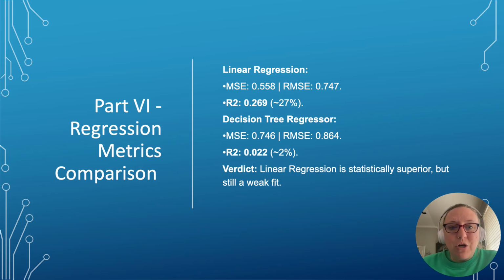Let's look strictly at the numbers on this slide. We used R-squared to measure goodness of fit. The linear regression model achieved an R-squared value of 0.269, meaning it explained about 27% of the variance in wine quality. The decision tree, however, failed completely with an R-squared of only 0.022. This tells us that the decision tree was likely overfitting the training data and couldn't generalize, making the linear regression the clear winner for this specific task.